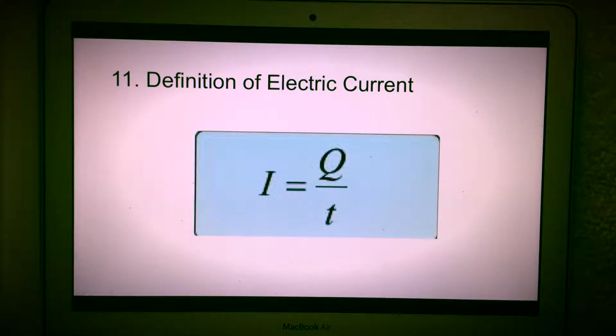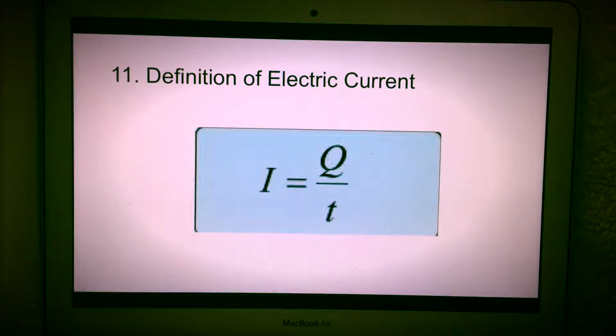Number 11, the definition of electric current. This is pretty easy, but some students forget this definition. Current is equal to Q over t. It means how many charges pass through an area in one second. So the charge per second is the current. Sometimes they will ask for the unit of current, and you need to say it is coulombs per second.